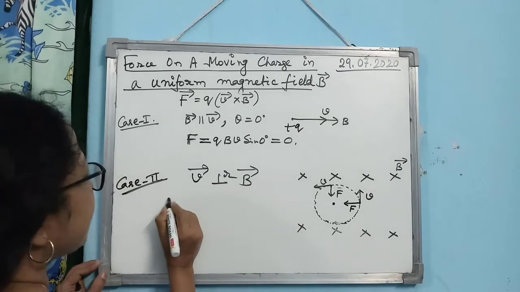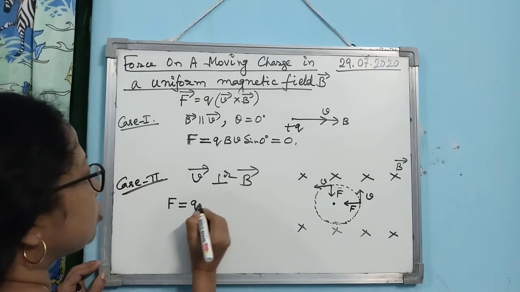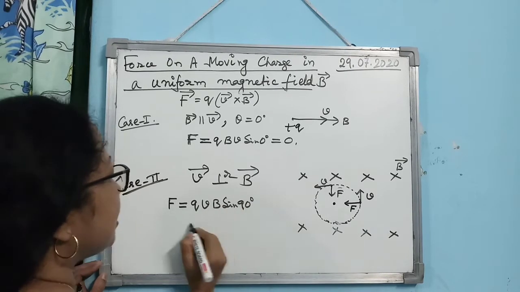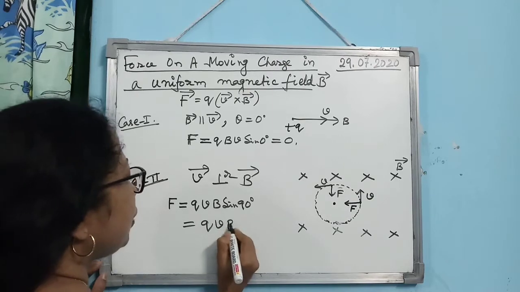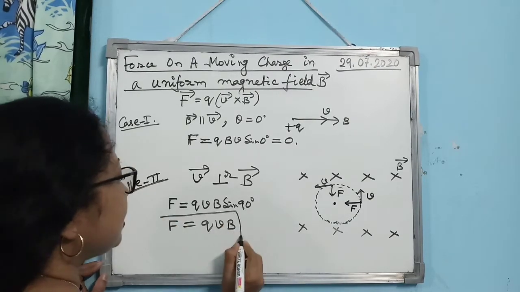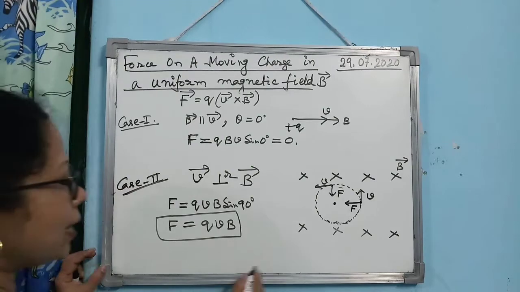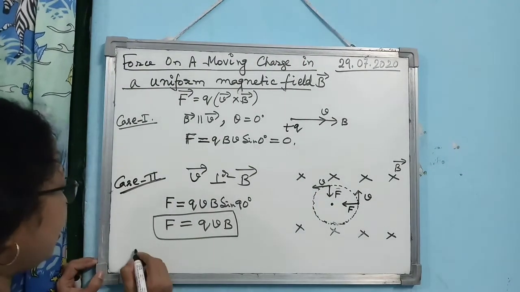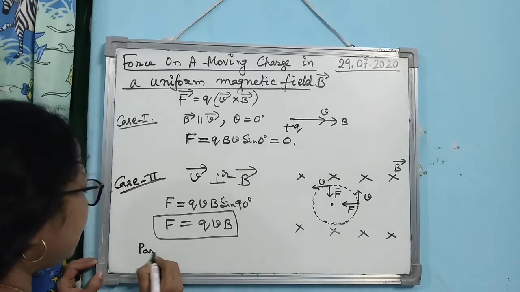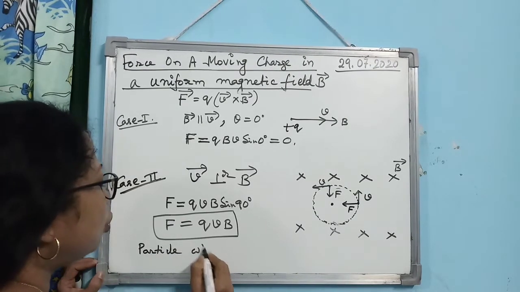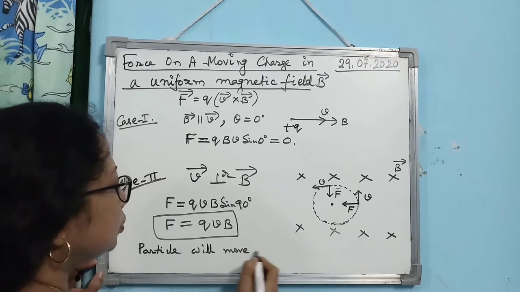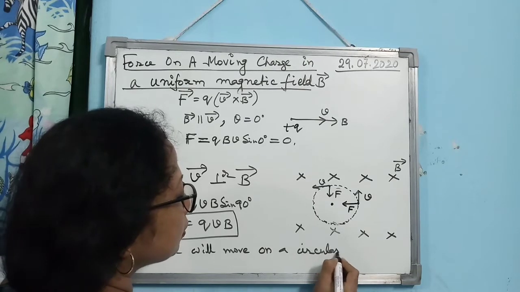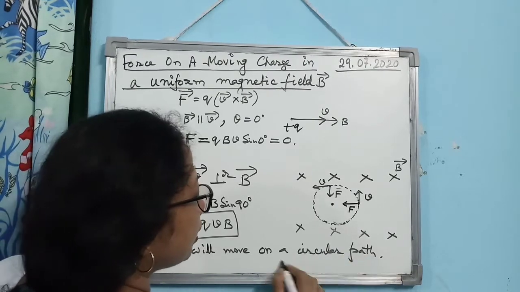Alright, so in this case, what is the magnitude of the force? It will be Q into V into B sine 90 degree, means Q into V into B. This is the magnitude of the force. Alright, and what will be the path of the charge particle? You can write like this: particle will move on a circular path. So this is a very important conclusion.